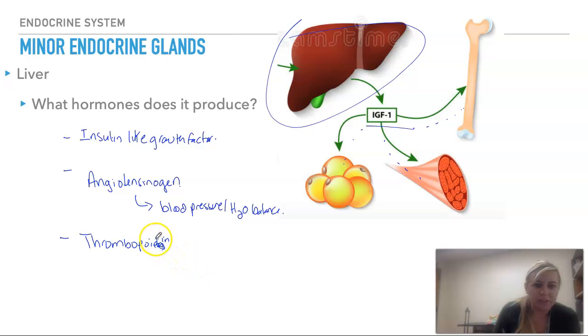And thrombopoietin is a hormone that regulates a thrombus, the blood clot, in the part of our blood that clots, called the platelets. And so it regulates the production of platelets. And there's another hormone that comes from the liver called hepcidin. This one works to regulate the levels of iron in our body.